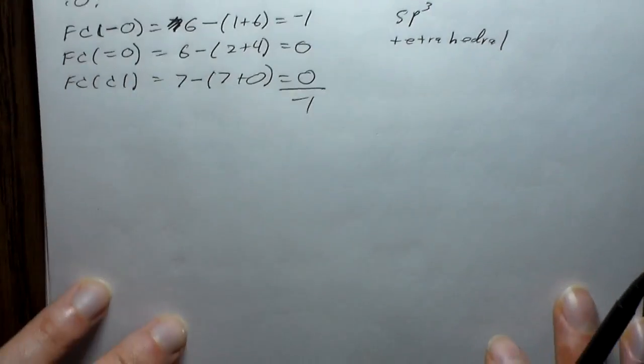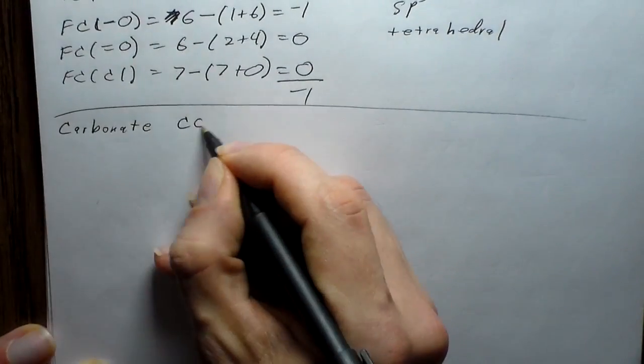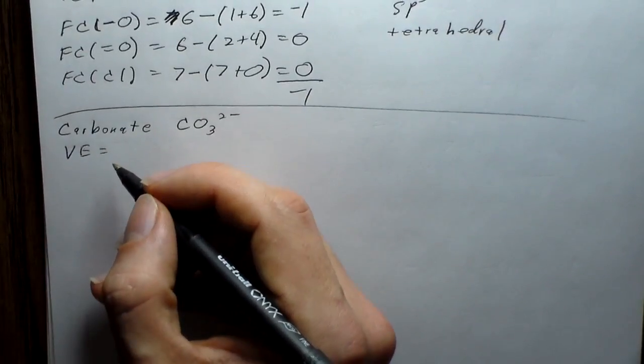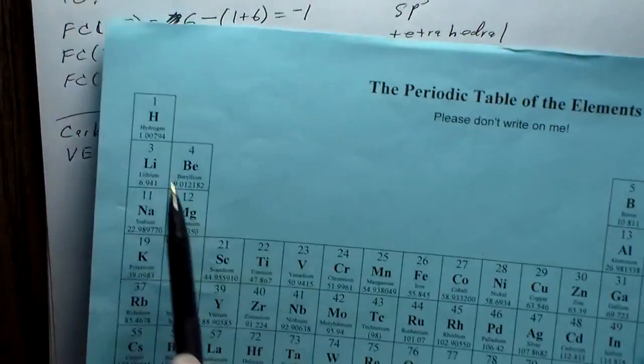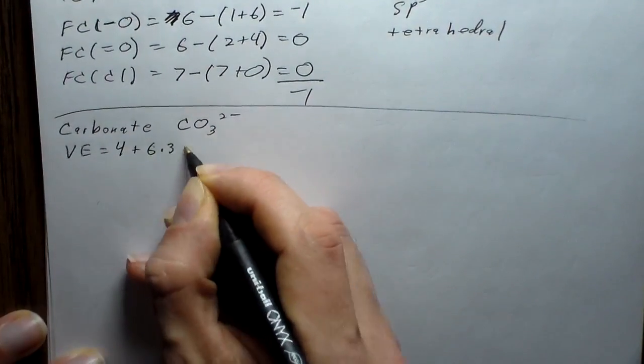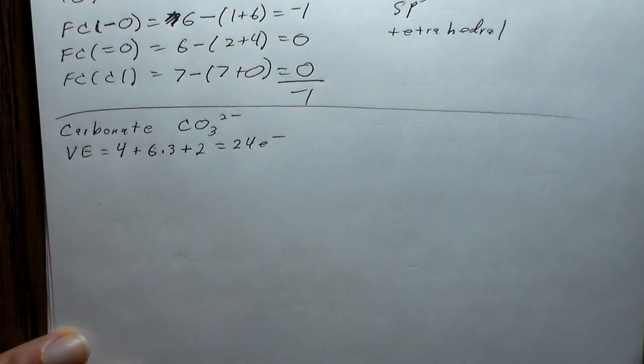All right, for our next one, let's look at carbonate. That's CO3 2-. So my valence electrons, there is going to be 4 for my carbon. Right, that's 1, 2, 3, 4 for my carbon, of course 6 for each of the oxygens. And then 2 more for my charge. So of course that's just going to be 24 valence electrons.